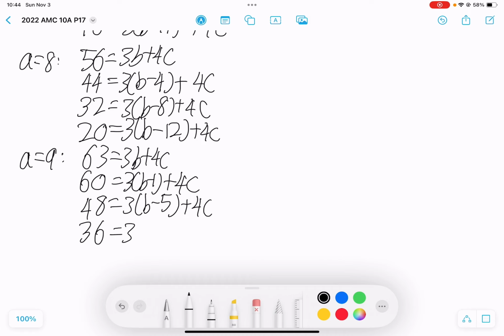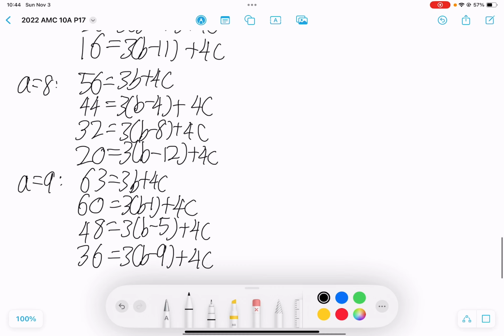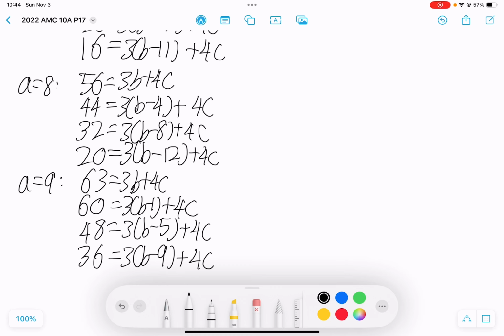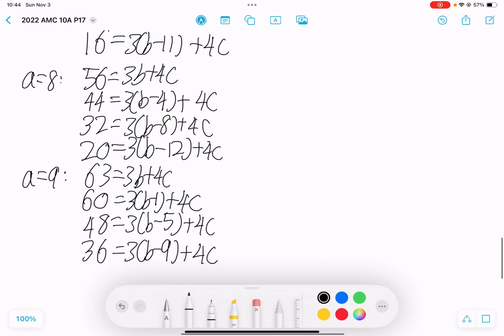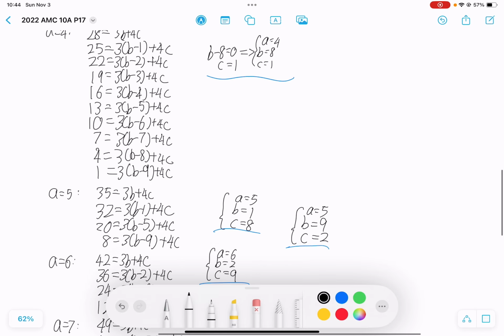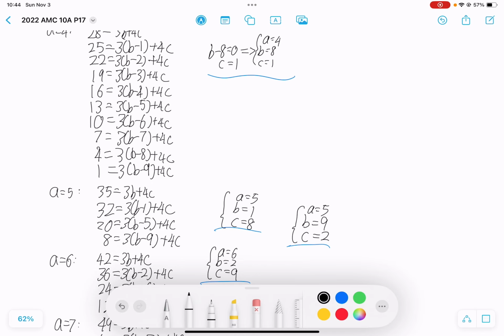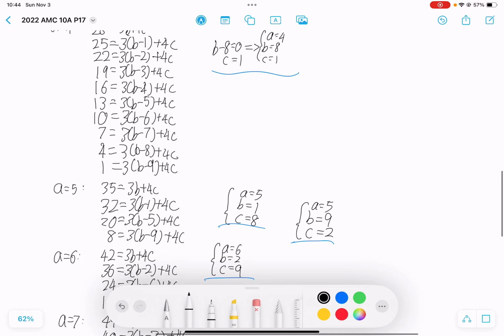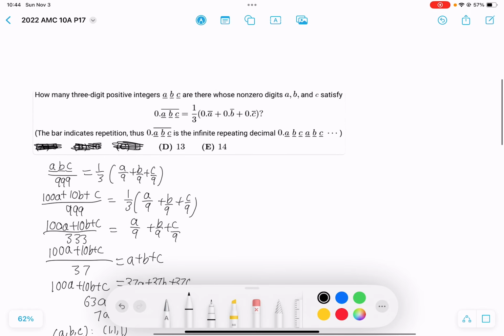Let's try 36. We have 3b minus 9 plus 4c. b equals 9 and c equals 9. So this is just the original solution. And if we subtract another 12, we'd have 3 times b minus 13, which doesn't work as well because b can't be 13. b has to be 1 to 9. And we've tried all the digits of a, so there's no other solutions. So let's just count the total number of solutions. We have 9 solutions plus 4 extra solutions over here, underlined in blue. So 9 plus 4 is just 13.